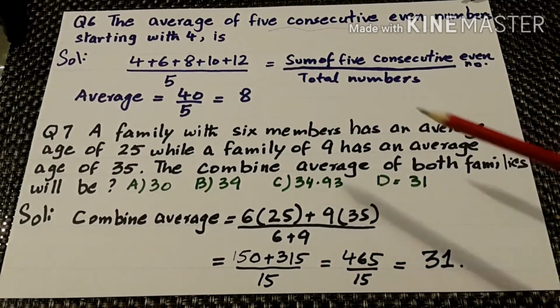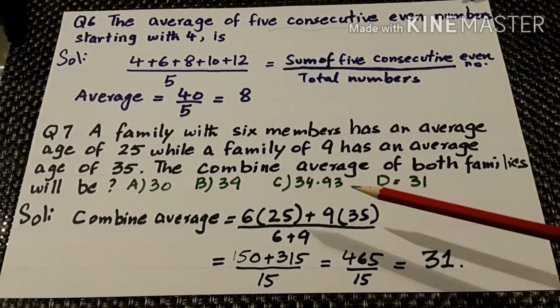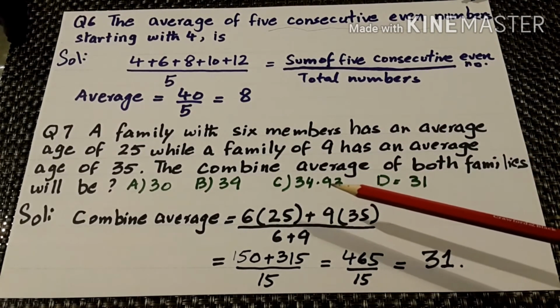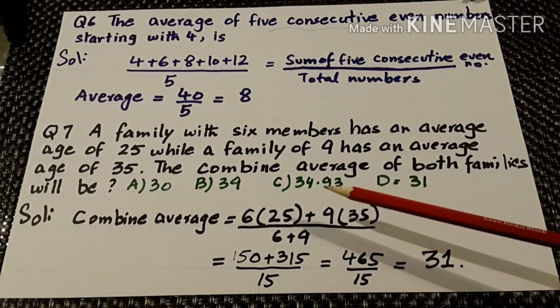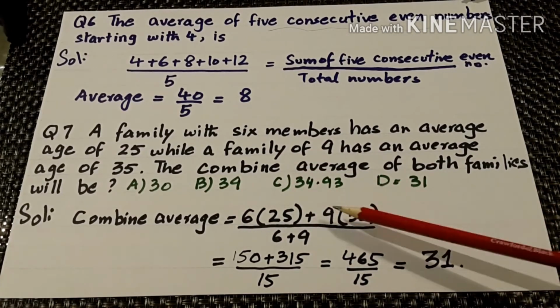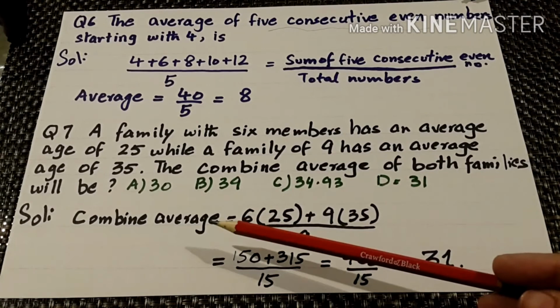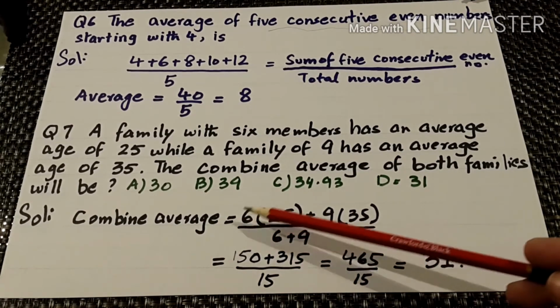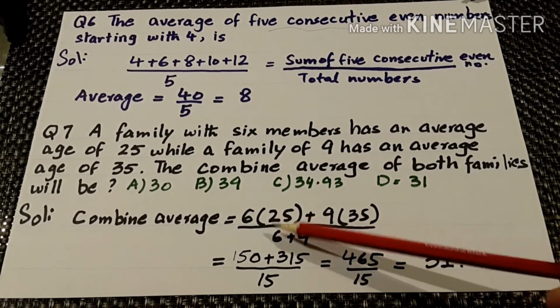Now, question number 7. A family with 6 members has an average age of 25, while a family of 9 has an average age of 35. The combined average of both families will be, the options are 30, 39, 34.93 or 31. Now, how we will solve it? Combined average is equal to 6 multiplied by 25.